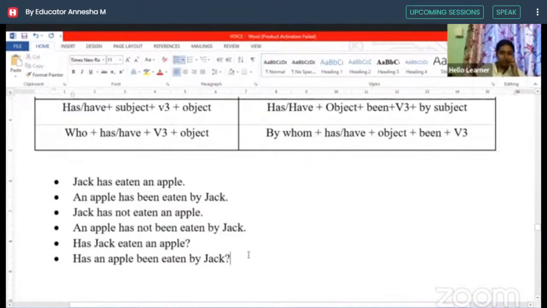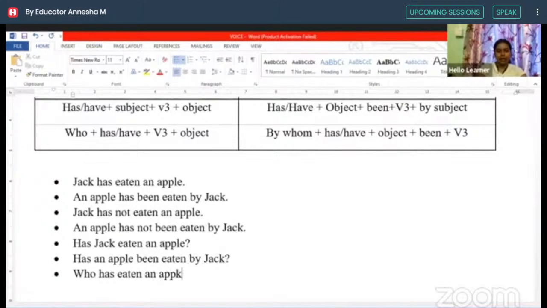Okay? So if I write who has eaten an apple, what will be the sentence? There is no subject. By whom has an apple been eaten? Very good, correct. So if I say who has eaten an apple, right? Who has eaten an apple?